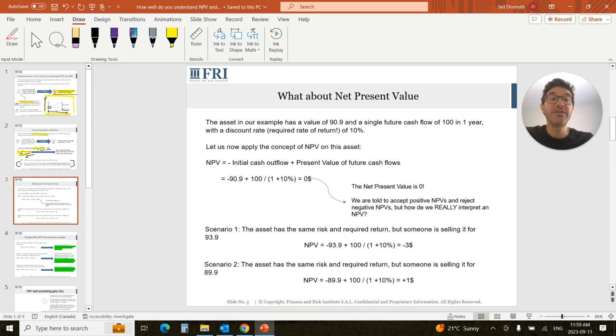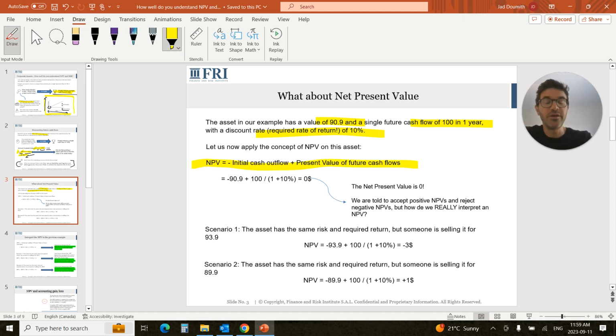Now, let's calculate the net present value of that project. So remember, it costs $90.91 to invest in, and it will return $100 1 year from now. We have decided that the required rate of return is 10%. So you're all familiar with the formula for NPV, especially if you're preparing for the CFA Level I. So to find out the NPV of a project, first you have the initial cash outflow.